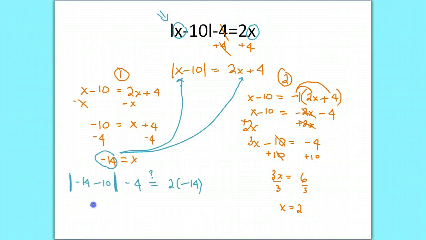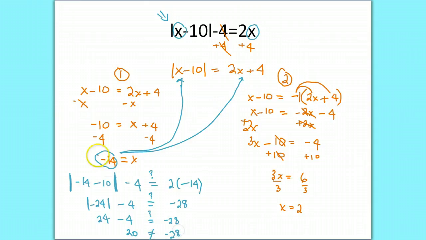So negative 14 minus 10 would be negative 24. It's still inside of my absolute values there. Minus 4. I'm checking to see, does that equal, and this is going to end up as negative 28 over here. So the absolute value of negative 24 is positive 24. And so it's actually not going to be equal, because if I take 24 minus 4, I get 20. And 20 is not equal to negative 28. So I'm going to throw this one out. This one actually doesn't work in the absolute value equation.